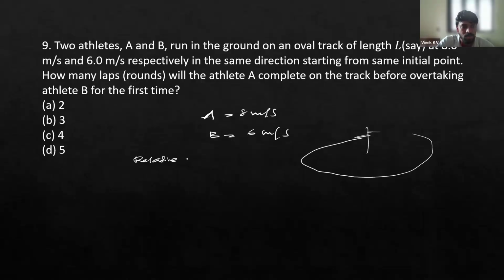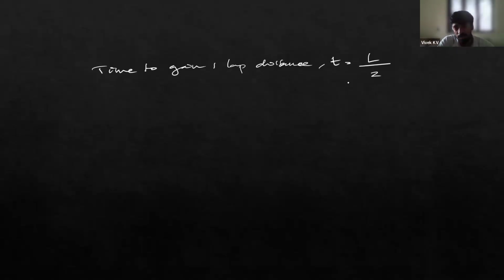The relative speed is nothing but A minus B, because they are in the same direction. So 8 minus 6, which is 2 meters per second, is the relative speed. So what is the time to gain one lap distance L? That time will be given by the total distance divided by the relative speed, which is time t equal to L by 2. Now we have to find out the distance run by A in this particular time.